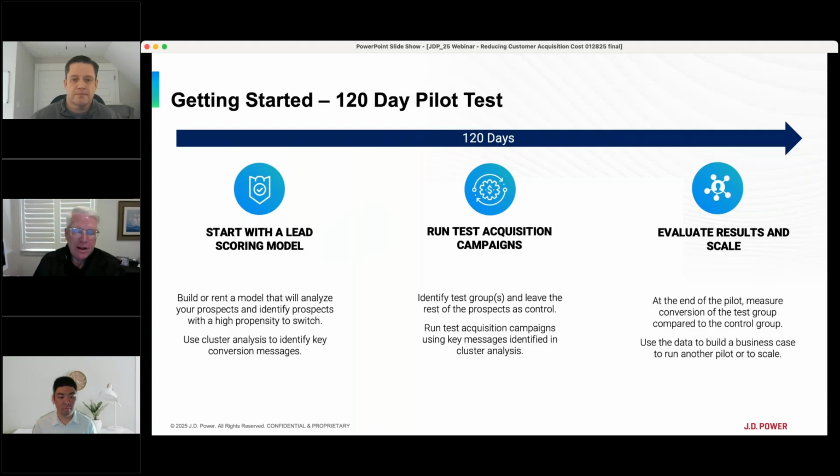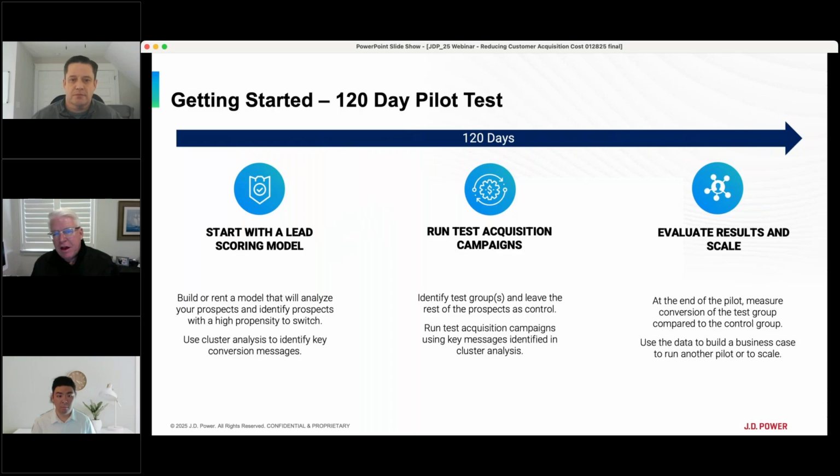A lead scoring model. So you can build this model yourself with your data science team, or you can rent a model. So here at JD Power, we've actually built a model that does lead scoring using our data across the entire industry, studying shoppers over the course of the year, and also this daily shopping intelligence that we have. So that model is going to analyze your prospects. It's going to identify the prospects with a high propensity to switch. And then from that same model, you can use cluster analysis to identify key conversion messages.